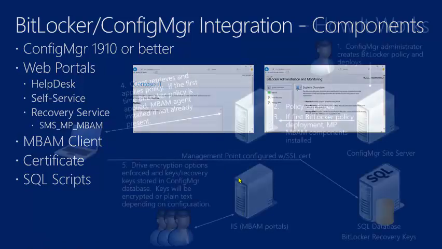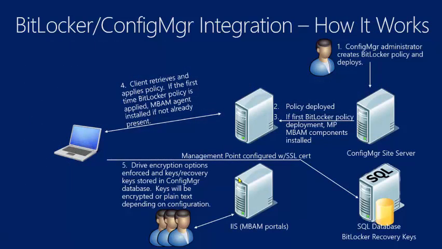All right. Okay. So a couple of how it works things. So top level, how does this work? So basically, you will have your admin who's going to go and create BitLocker configurations policy, deploy that, right? The policy is going to get deployed. If this is the first BitLocker deployment policy that has been set, the management point will install the MBAM components. Again, assuming the client settings are set correctly in the policy, not client settings for the site, but client settings tab within the policy.